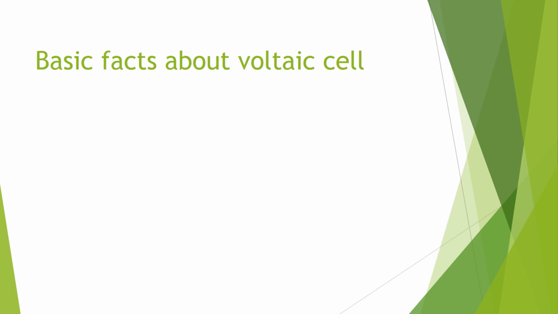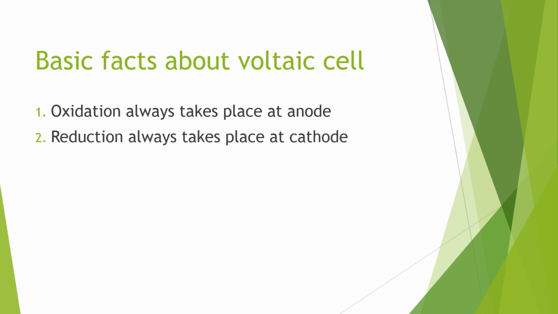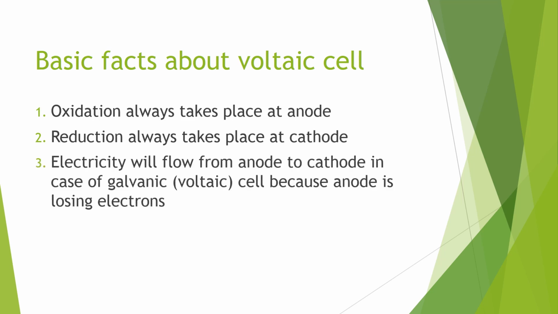Before making the sketch of the given voltaic cell, we should keep certain basic facts in our mind. Number 1. Oxidation always takes place at the anode. Oxidation means loss of electrons, so electrons will be lost at the anode. Number 2. Reduction always takes place at the cathode. Reduction means gain of electrons, so the metal ions will gain electrons at the cathode.